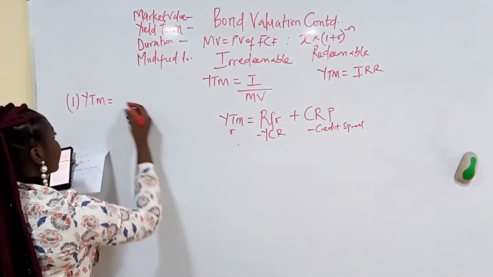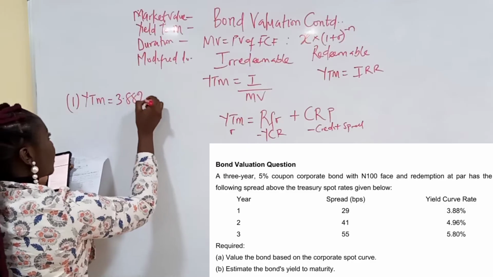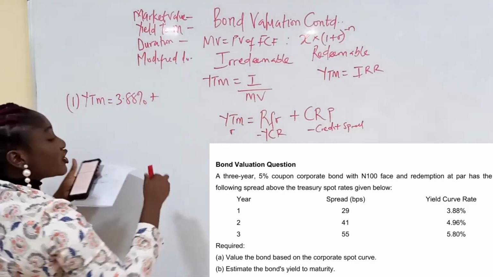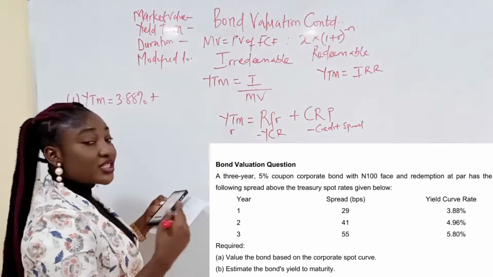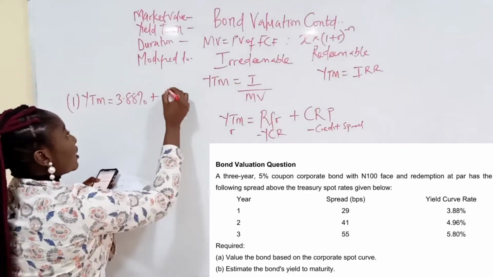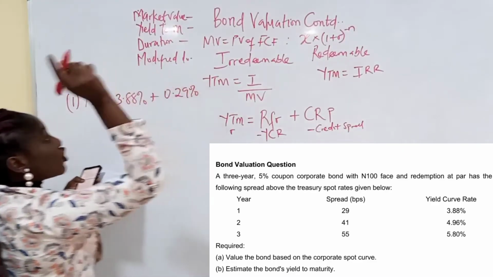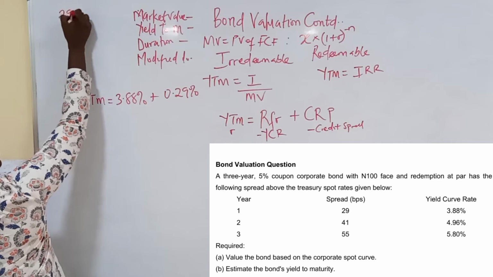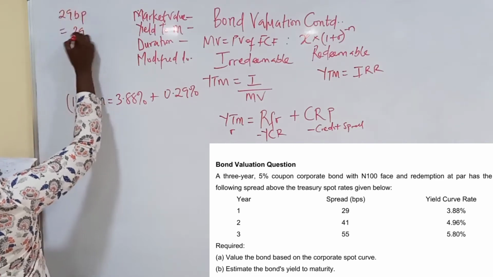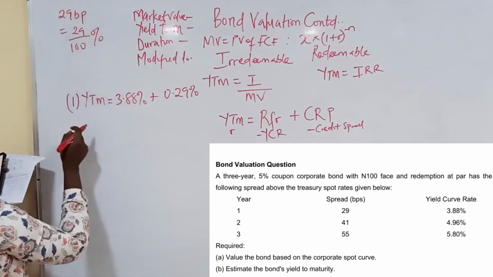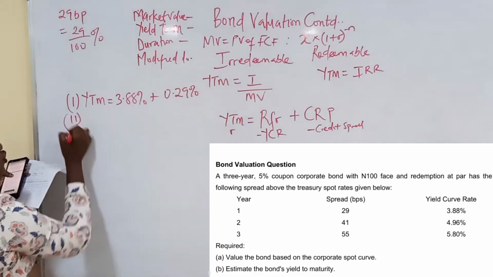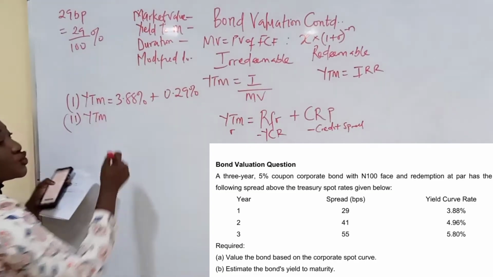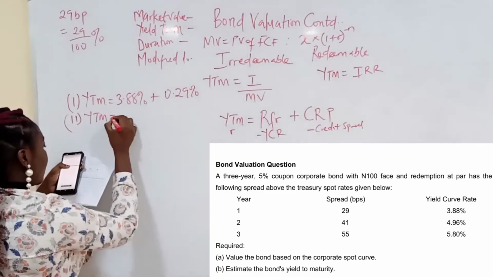Risk-free rate or yield coverage at 3.88% plus your credit spread, maybe 29 basis points. 29 basis points means 0.29%, right? Remember when we were doing cost of debt, I told you when you see something like 29 basis points, all you need to say is 29 over 100 and put your percentage beside it, right? Then for year 2, your yield to maturity, what should you use to discount in year 2?